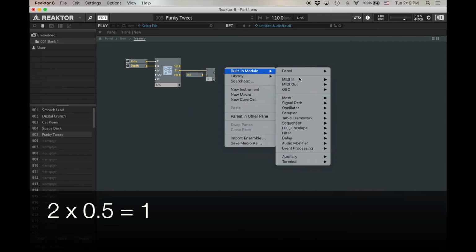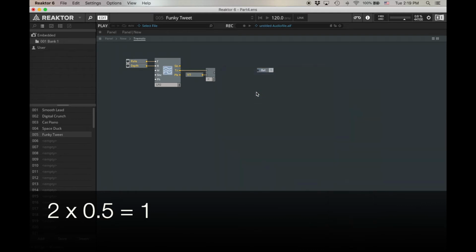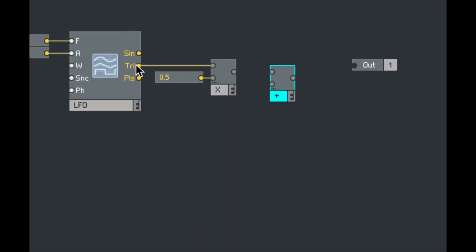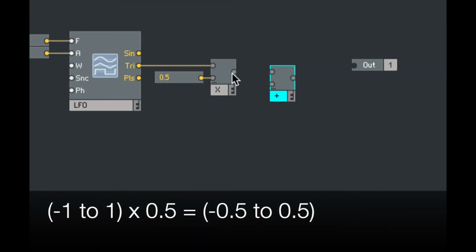Built-in module, math, add. So negative 1 to 1 comes out of here. Once I've multiplied that by 0.5, what's coming out of here is going to be negative 0.5, the lowest number, since negative 1 times 0.5 is negative 0.5, and the highest number, 1 times 0.5, is 0.5. So I have a range of negative 0.5 to 0.5.